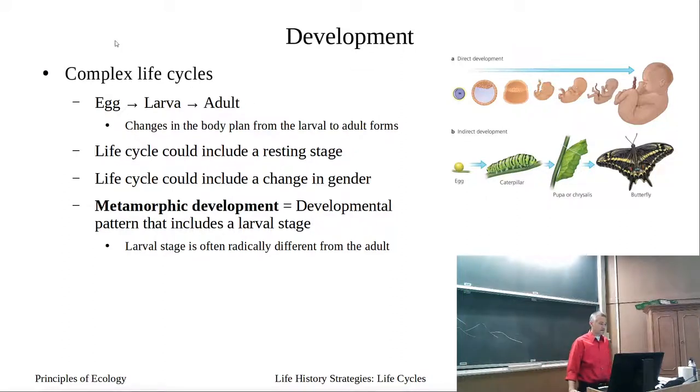So these complex life cycles exhibit this metamorphic development. In order to get from our larval stage to the adult, we're going to undergo metamorphosis. And metamorphic development is simply the developmental pattern that includes a larval stage, and we've defined our larval stage as being different from our adult. And it's going to be radically different.